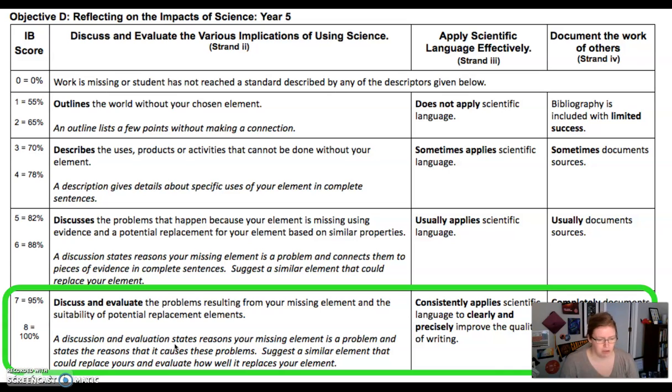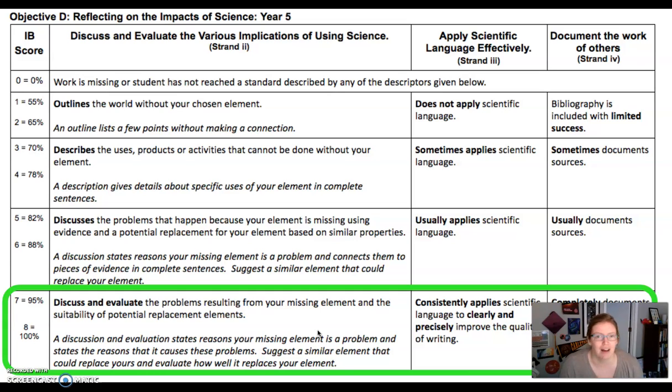And evaluation means you're saying a little bit more about why that is the case. Stating the reasons that your missing element is a problem. Why is it a problem that oxygen is disappearing? That's my element, not yours. You can't pick oxygen. So I'm going to really state those ideas, like why is that a problem?